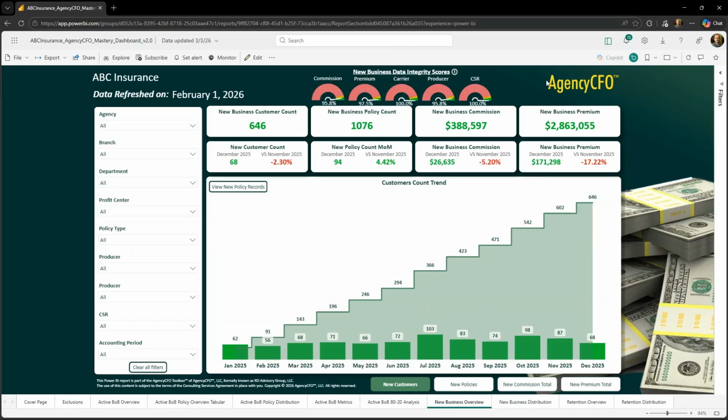So when they're writing new business, they are getting the commissions on the policies, they're getting the premiums on the policies. Everybody's assigned to a carrier. They're assigning to a producer. Everyone's assigned to a CSR. This is indicative of a well-run agency where oftentimes we see that the new business process, all right, we write these policies, but we're not collecting all the necessary data. In this agency, we're doing a really good job. Right, now retention.